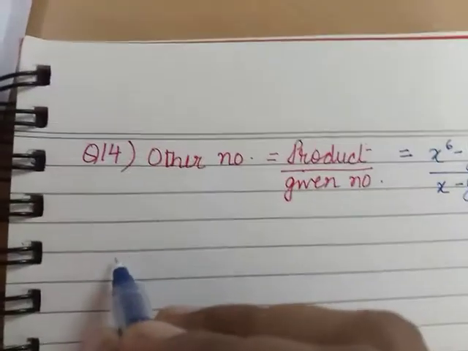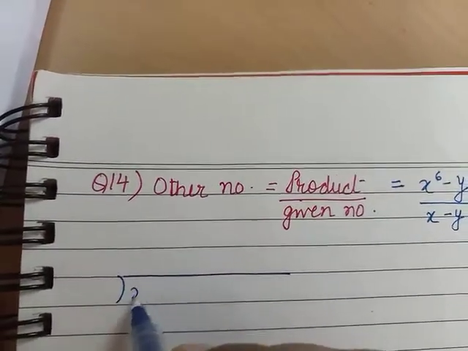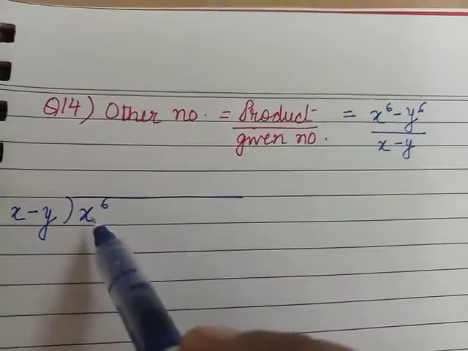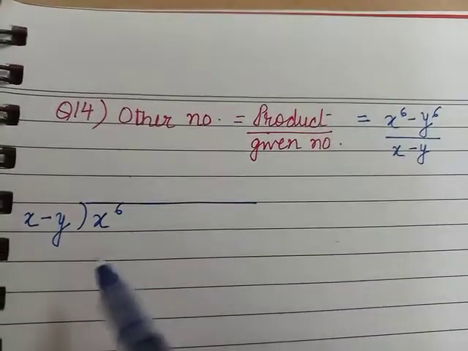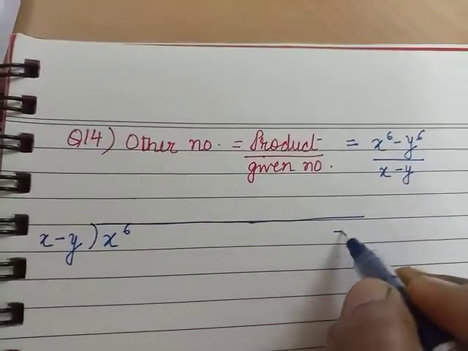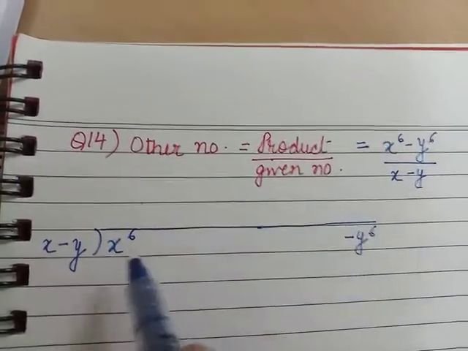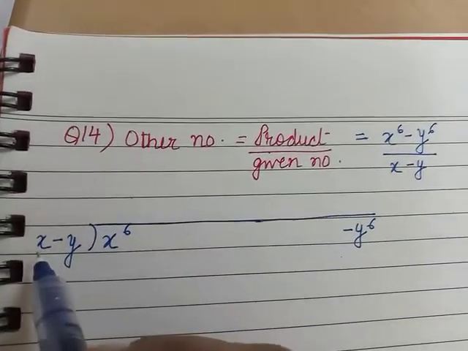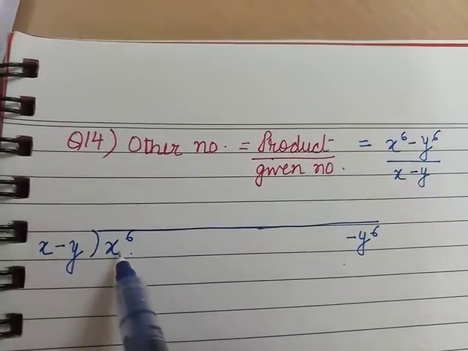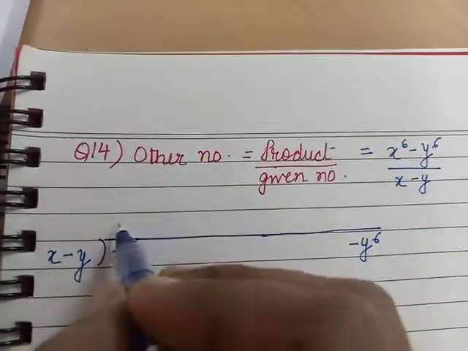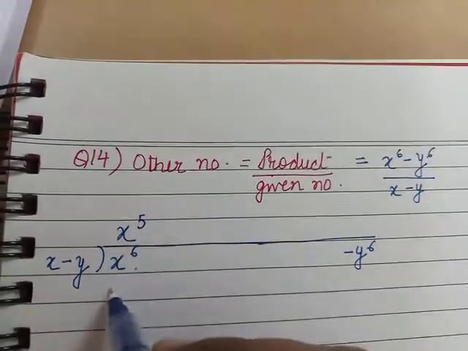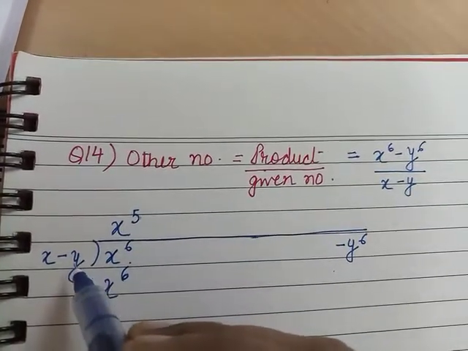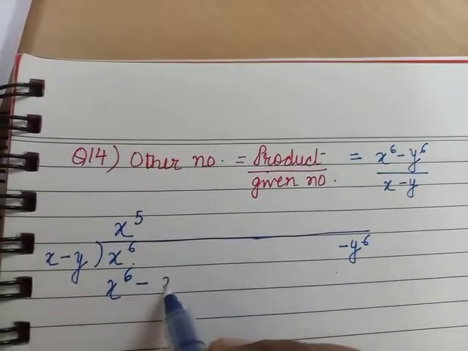Now we do the division here. x to the power 6, and we have x minus y. Students, see here, we have x to the power 6 and then we have y to the power 6. I'll write y to the power 6 a bit far away, minus, because in between we'll get many powers of x as well as of y. So the first term to be eliminated is x to the power 6. For that we multiply x with x to the power 5. So when you multiply and write, it becomes x to the power 6. You have to multiply it with the second term also. So it will become minus x^5 y.